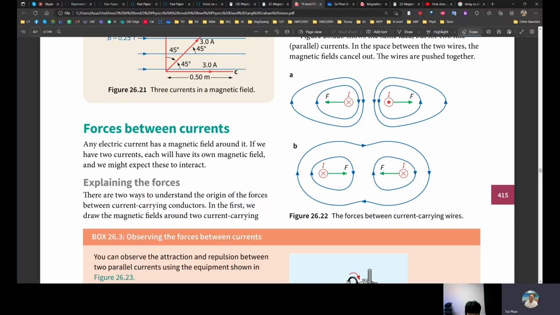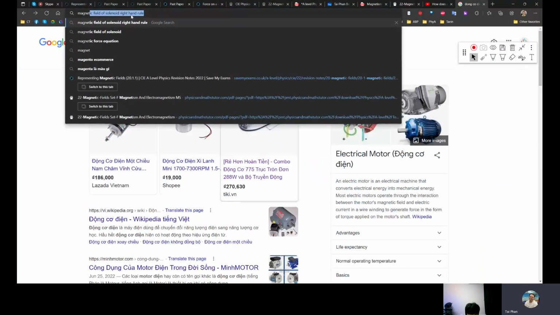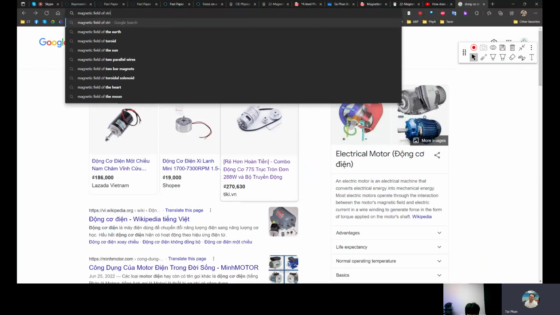Adding vectors. The current on the left here, into the page, generates a field which will be determined by the right hand rule, not the left hand. Okay, right hand rule. Put the right hand in a direction so that the thumb indicates the direction of the current. So the curve of the fingers is in the direction of the field. Remember this next time, the magnetic field of a straight current.